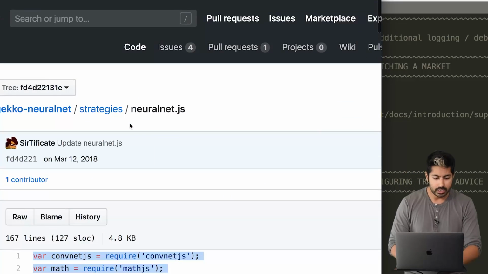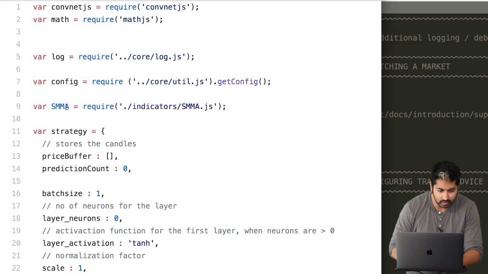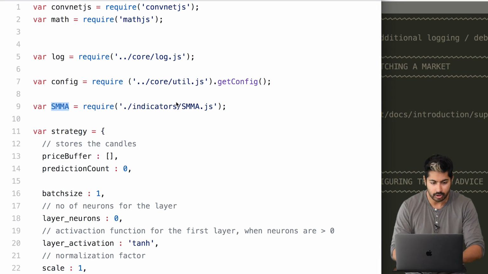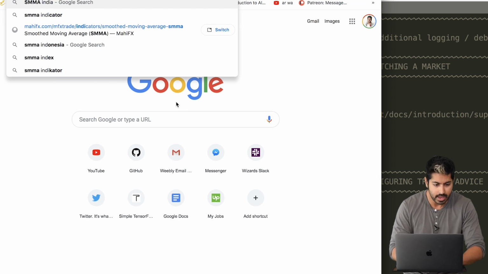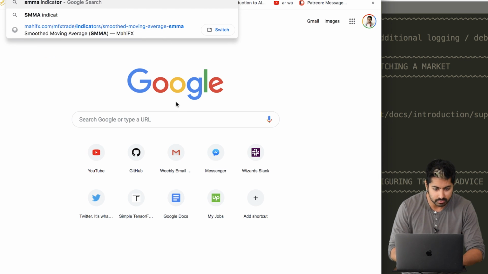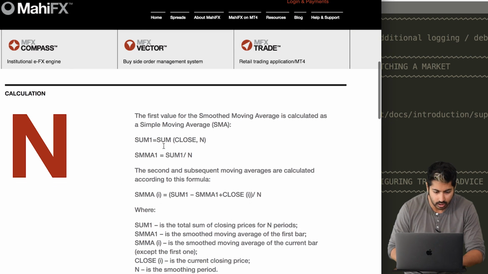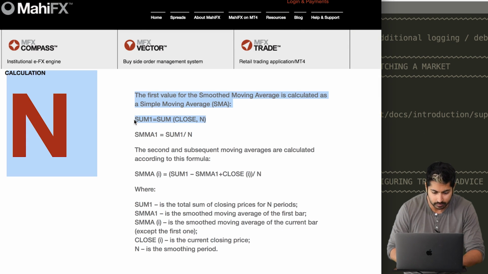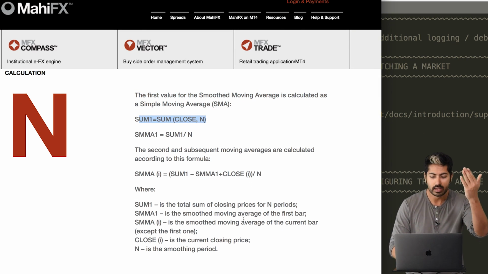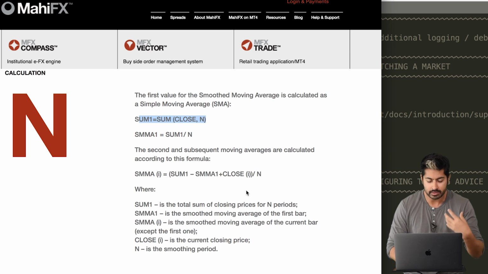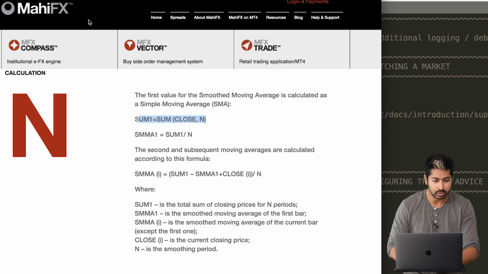Okay, so if we go here, we can see what it's doing here. SMMA is the only indicator that it's using. So if we go to the SMMA indicator, that is the smoothed moving average. That is the one indicator that we're using here. And here's the formula for that. It's taking the closing price, it's taking the sum, it's taking the average, and it's using that to compute an indicator.